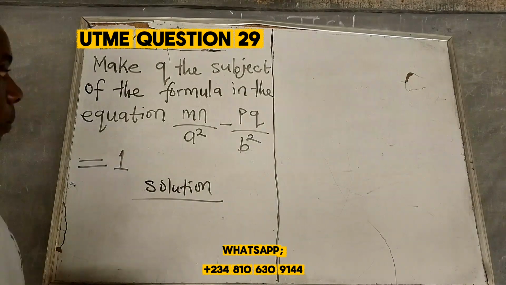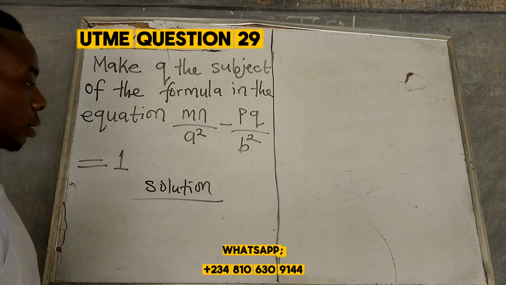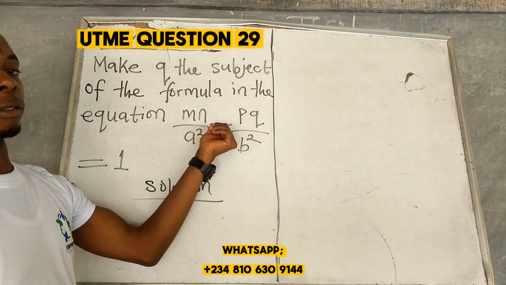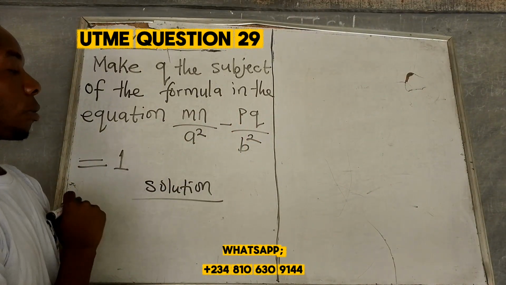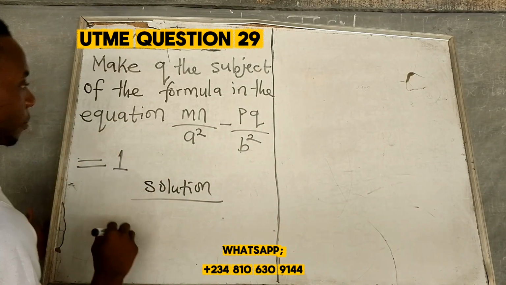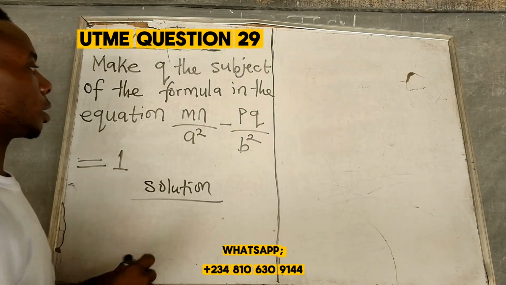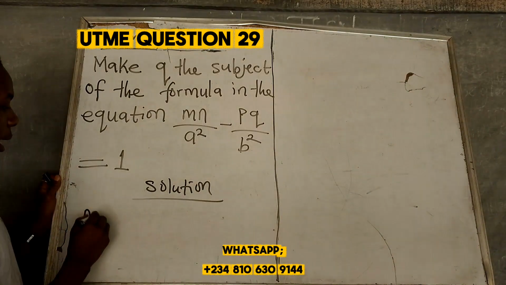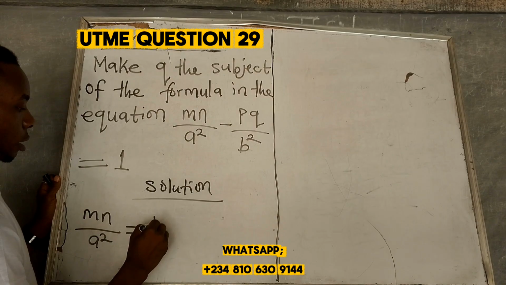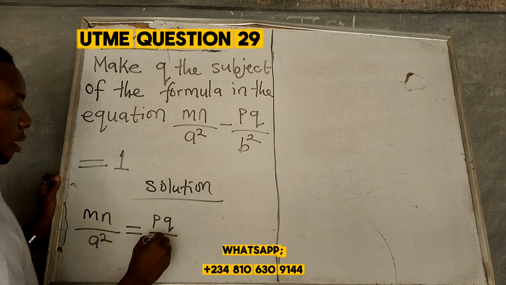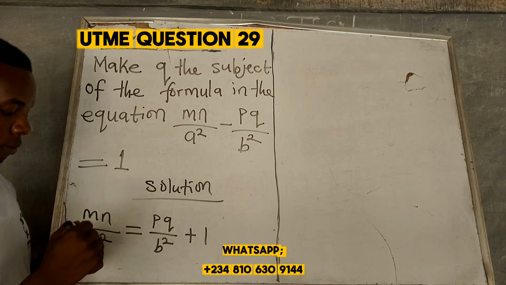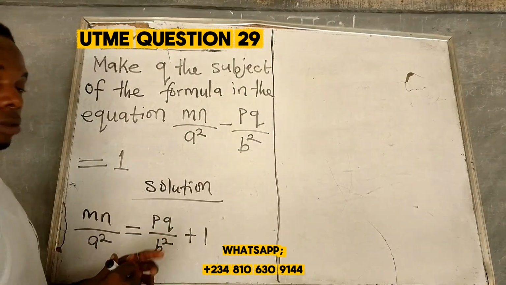Now, this is the question. So there will be need for me to write it again. Now, this is a negative term, right? This is negative. So I want it to be positive. So I'll move it to the right-hand side. So what we have on the left-hand side will be mn over a square equal to pq over b square minus 1, right?